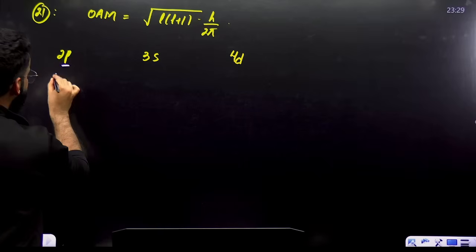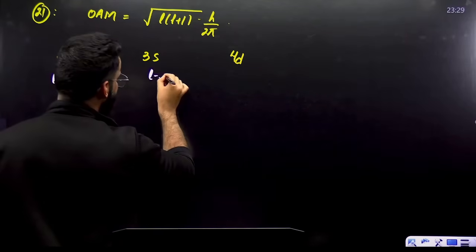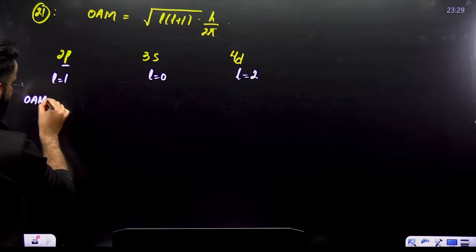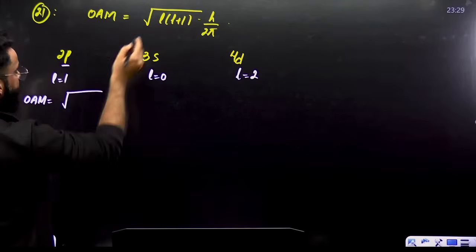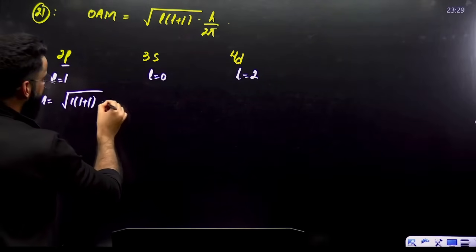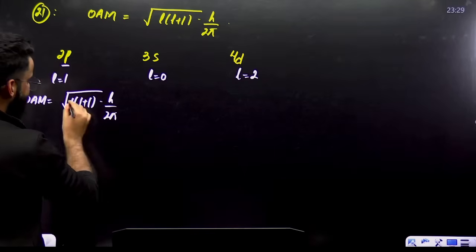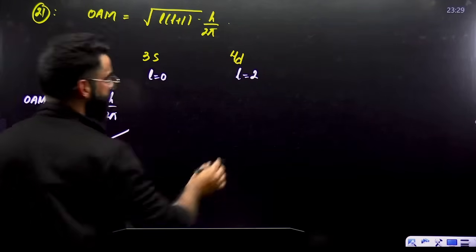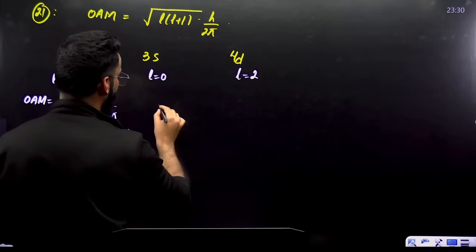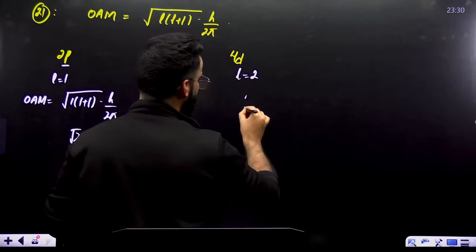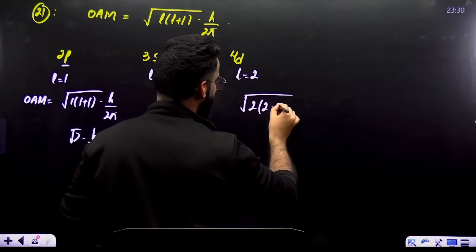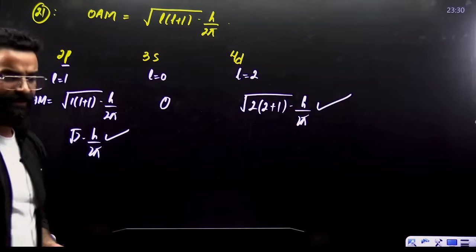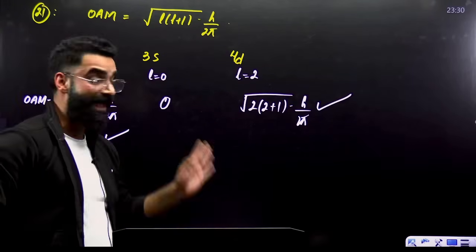Understand. For p subshell, the value of L is 1. For s subshell, the value of L is 0. For d, value of L is 2. Now, formula. Orbital angular momentum is equal to under root of L into L plus 1. So 1 into 1 plus 1 multiplied by h upon 2 pi. 1 plus 1 is 2. So this will be root of 2 h upon 2 pi. This is the answer of this question. L is equal to 0. If L is 0, orbital angular momentum is 0. L is equal to 2. So this will be under root of L into L plus 1 h upon 2 pi. So this one more question which is frequently asked in your NEET examination. So you need to have an eye on this one as well.